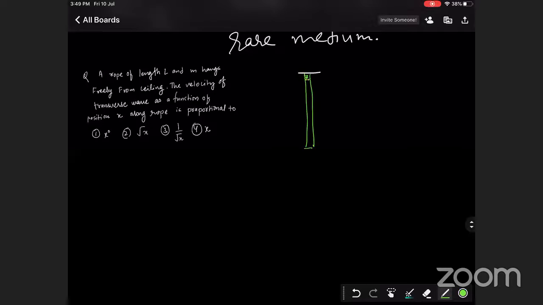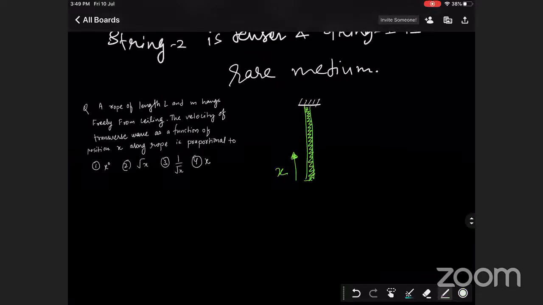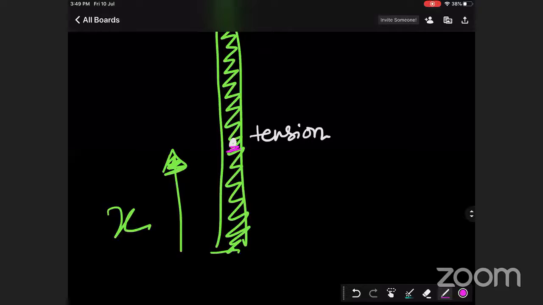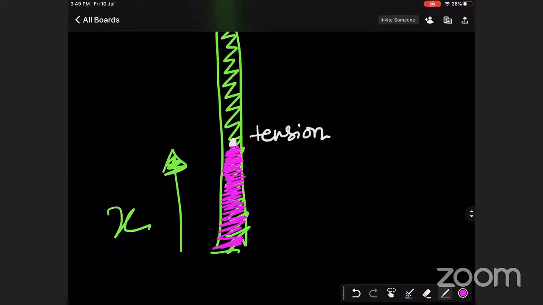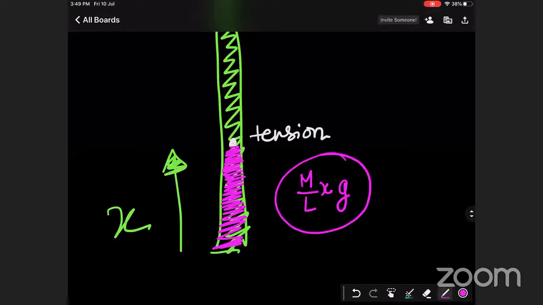Suppose this is the rope, I am taking this distance x. At this point the tension will be due to this portion of the rope, right? This portion of rope must have mass m by l into x, so the tension will be this much. Do you agree? Yes, sir. Noor, agree? Yes, sir. Agree.